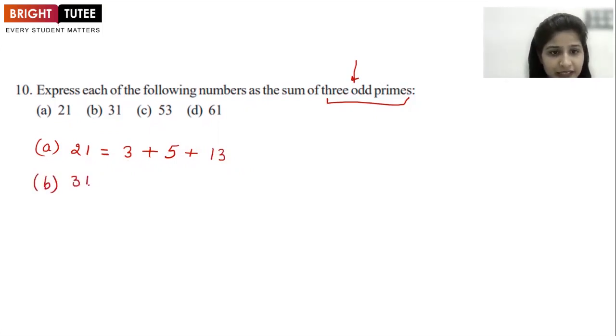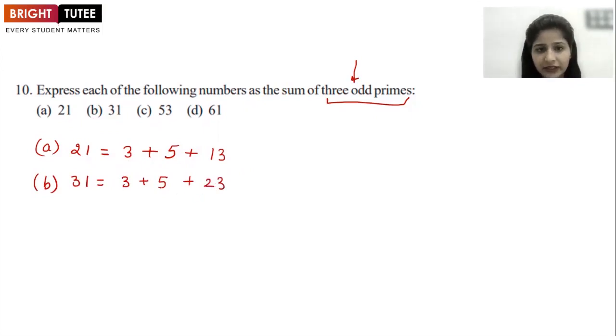For 31, if I start with 3 and 5, that is 8. So how much do I need to add now? 23. And that is 31. So 3, 5 and 23 form the sum 31, and these three are odd primes.